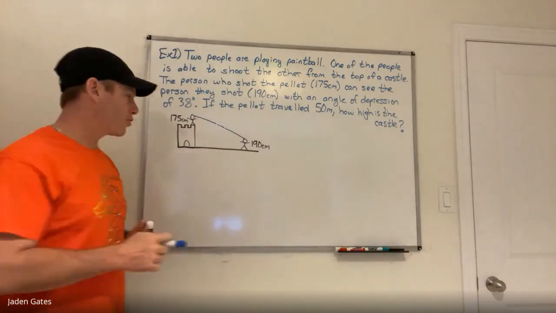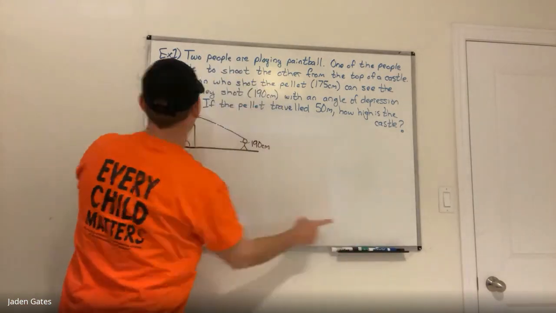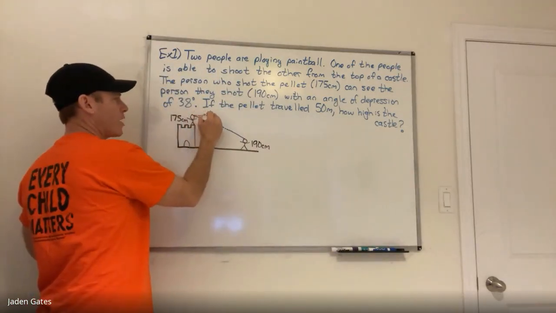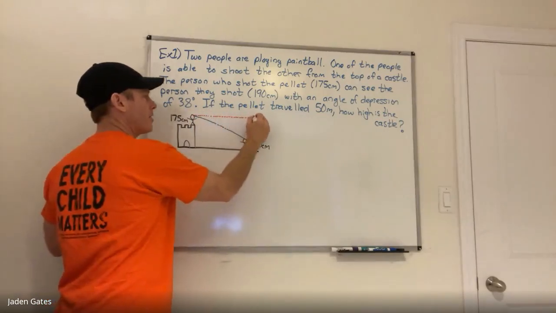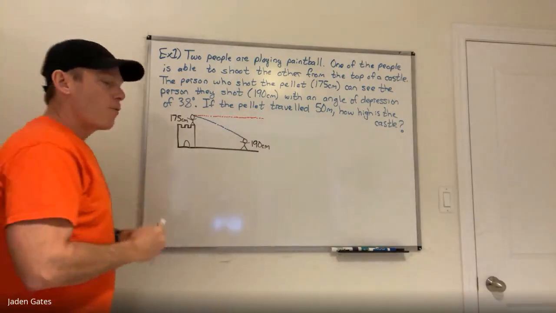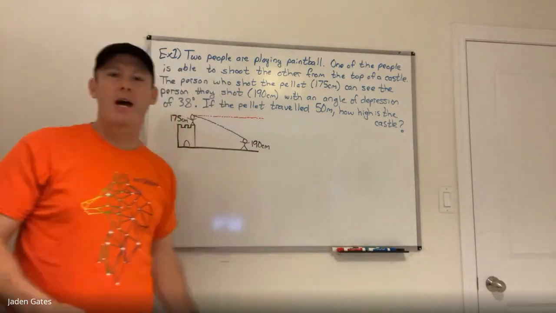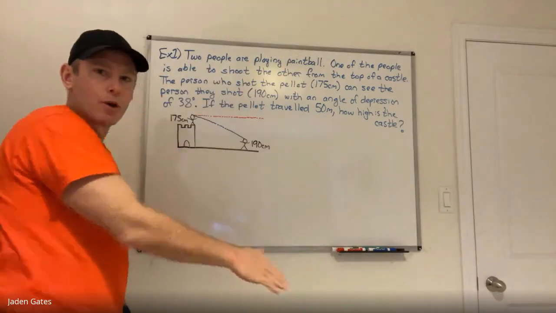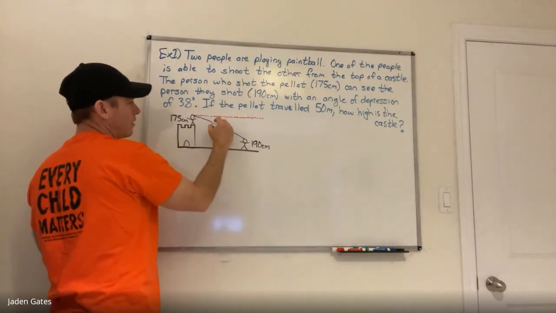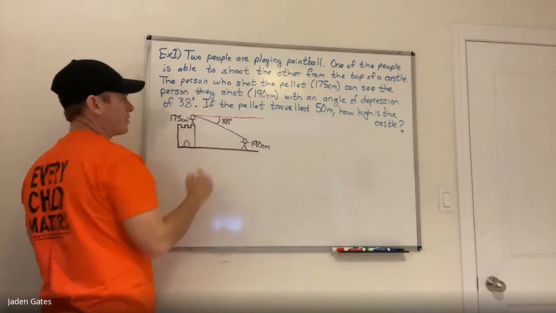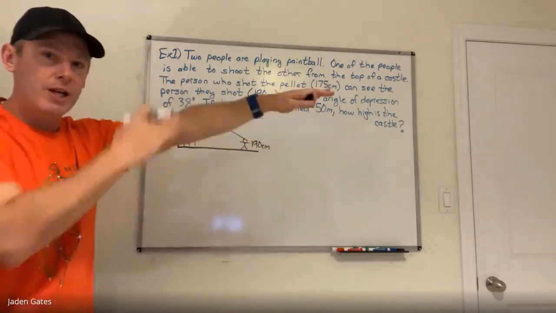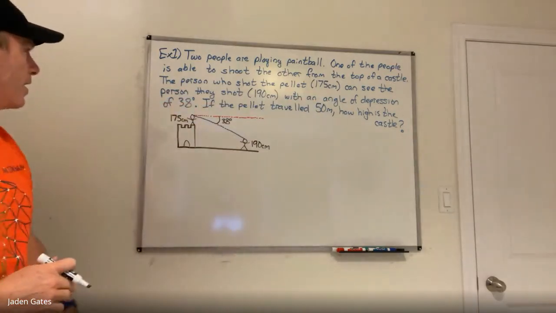Here's what an angle of depression means: when this person at the top is looking straight across, that is considered a 0-degree angle. That is a normal sight line, that line in red. An angle of depression refers to looking downwards, depression, down. And so this angle right here is 38 degrees. The red line is a 0-degree line, and because it's depression, you're looking downwards, it's 38 degrees down from that red line.